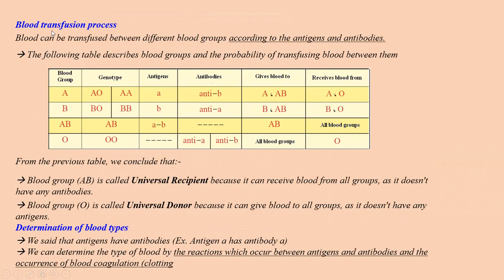The blood transfusion process. Blood can be transfused between different blood groups according to the antigens and the antibody. This part is very, very important part. ليه؟ لأن أنا هنا I have the blood groups. عندي مين اللي أقدر أديله ومين اللي ما أقدرش أديله. أنا عندي 4 blood groups.